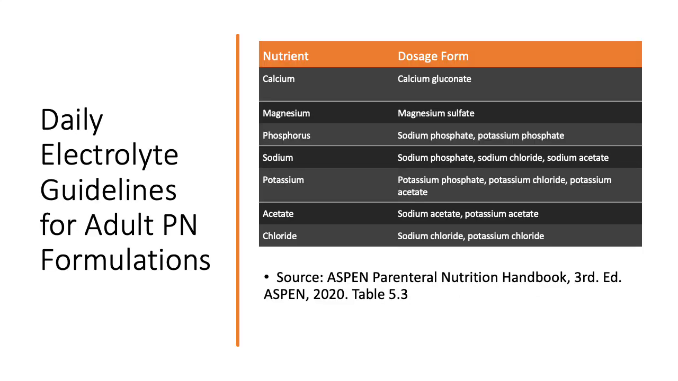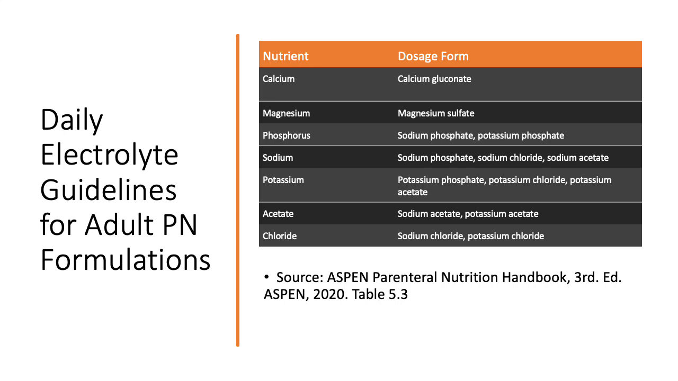This table summarizes the dosage forms of the electrolytes. The various types of electrolyte forms will help you with your PN dosing and balancing acid-base. Remember for sodium phosphate that 1 millimole of sodium phosphate has 1.33 milliequivalents of sodium. And for potassium phosphate, 1 millimole has 1.47 milliequivalents of potassium.